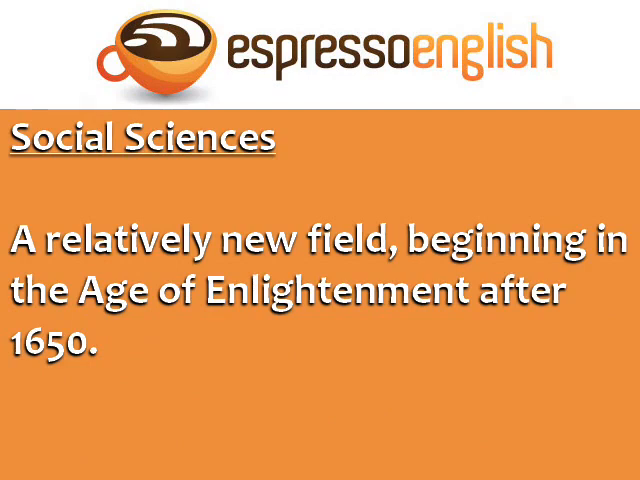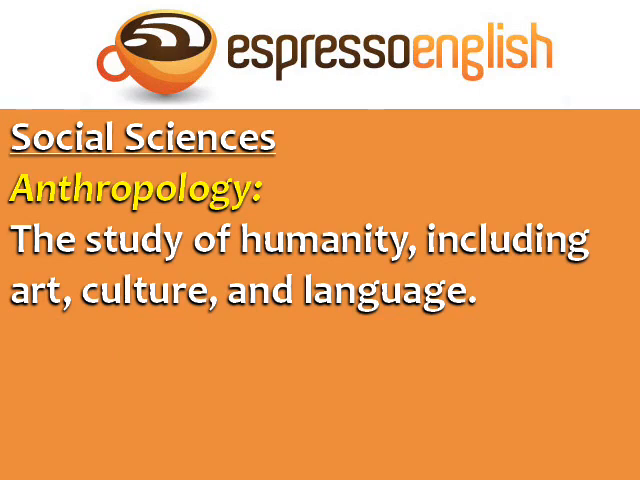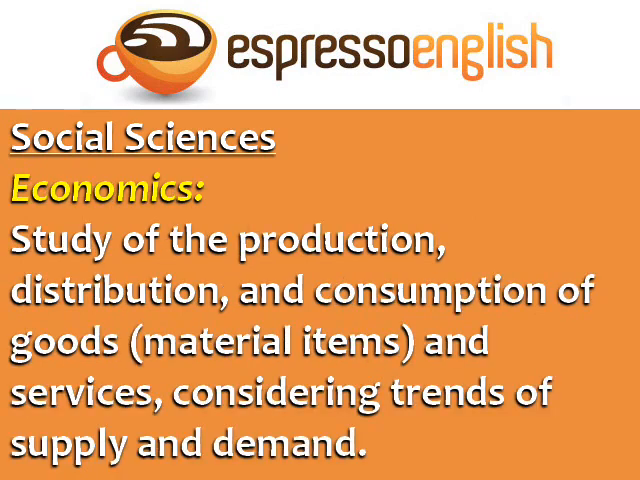Social sciences. Social sciences are a comparatively new field, beginning in the Age of Enlightenment after 1650. There are many fields of social science, but I'll just mention a few. Anthropology is the study of humanity, including art, culture, and language. Economics studies the production, distribution, and consumption of goods, material items, and services, considering trends of supply, availability of products, and demand, desire from the public.